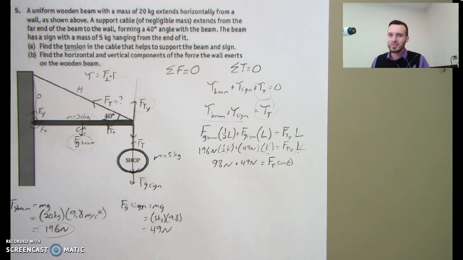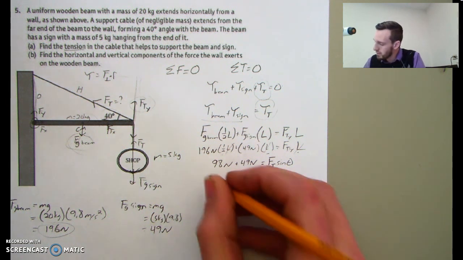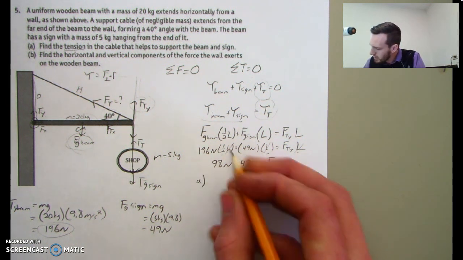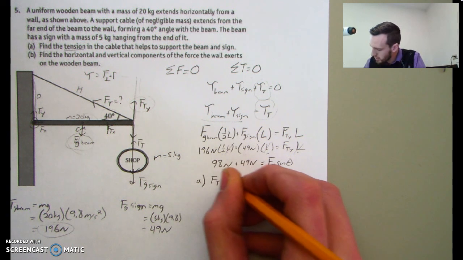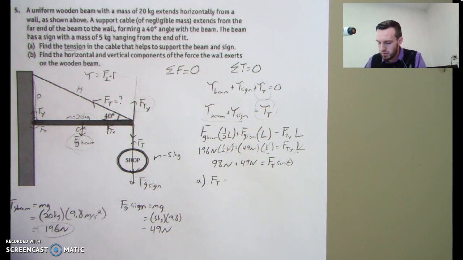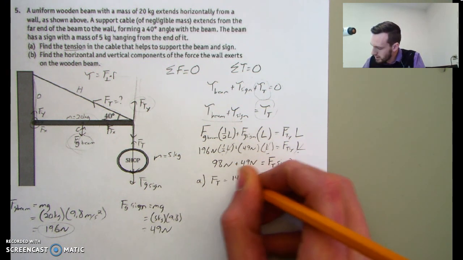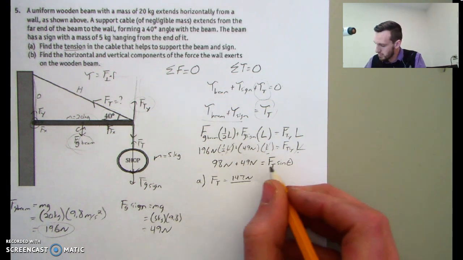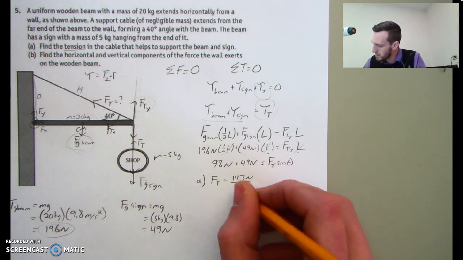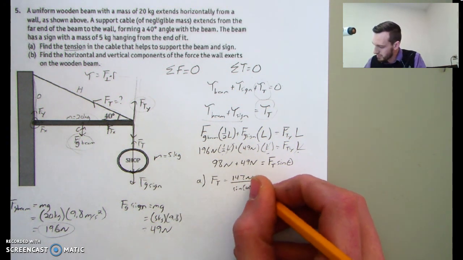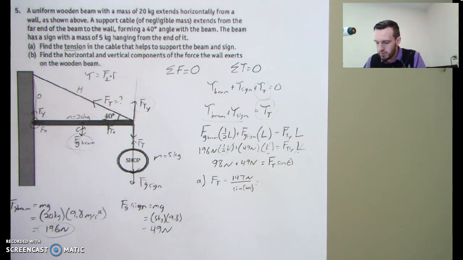And what you see here is that now we know enough to find the force of tension on the string. In fact, now we have solved for part A. So for part A, you would do Ft equals 98 plus 49. That gets us 147 newtons. Divided by, see, we have the sine of theta multiplied by Ft, so we have to divide both sides by sine of 40. And that would get us 147 over sine of 40.